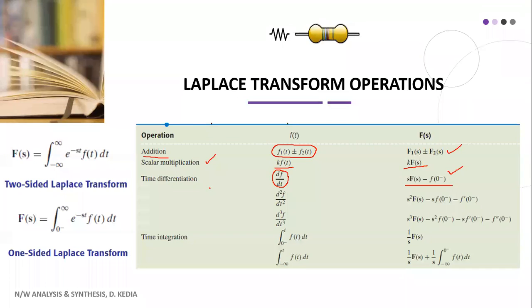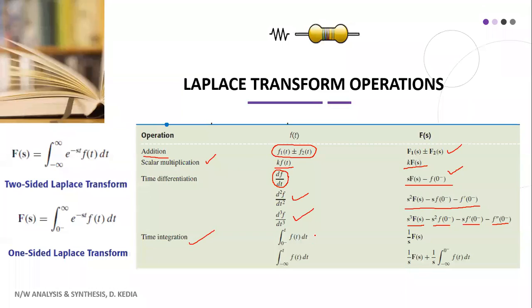Though in your numericals, you will very rarely come across this, but just for your knowledge, this has been covered here. So if you are doing double differentiation, this will be the equation, that is s squared F(s) minus s f(0) minus f dash(0). Okay, this is very clear. Similarly, your third order differentiation: s cubed F(s), s squared f(0), s f dash(0), f double dash(0). So you already know dash or double dash means differentiation and double differentiation.